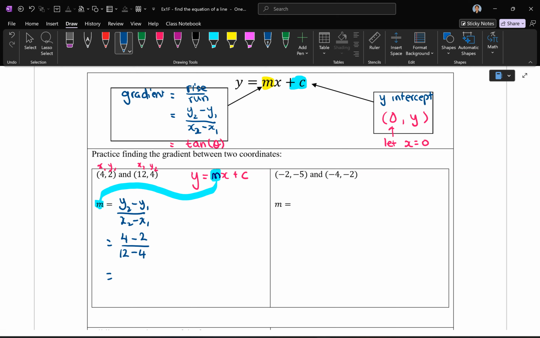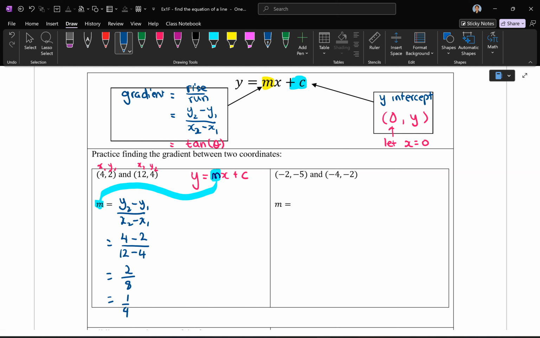Okay, let's solve for it. 4 take away 2 gives you 2. 12 take away 4 gives you 8. But let's simplify that. What's 2 over 8 simplified as? Let's go, Joanne. 1 quarter. So I'm going to go back to Desmos now.